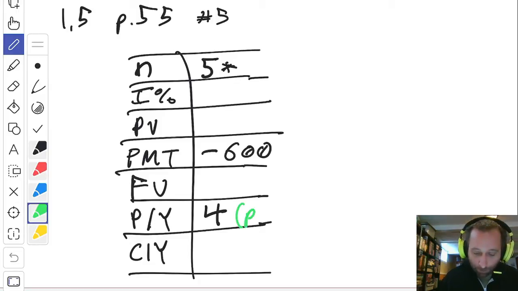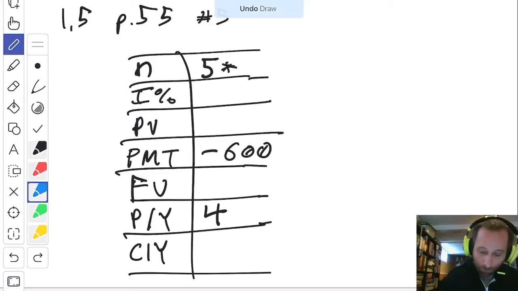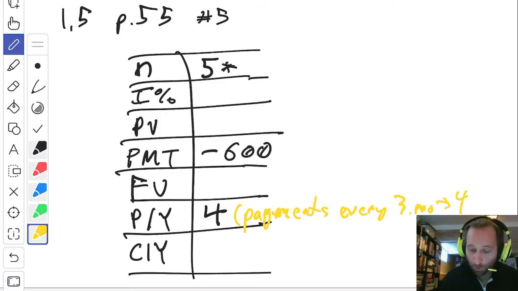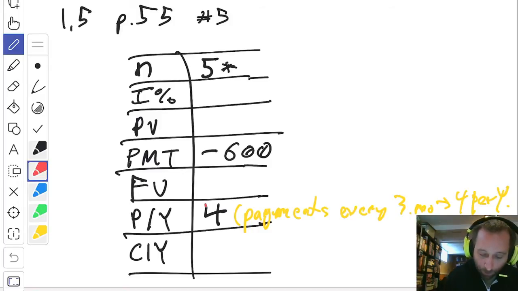This is because there are payments every 3 months. Therefore, there are 4 per year. All right, so P over Y is 4. That means N is going to be 5 times 4, which is just going to be 20.